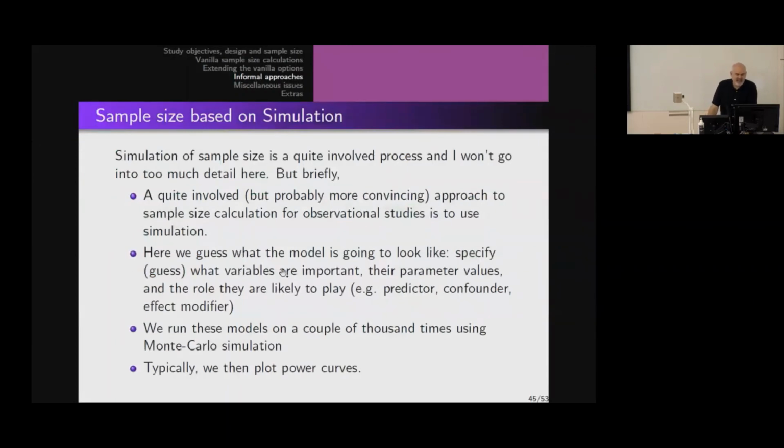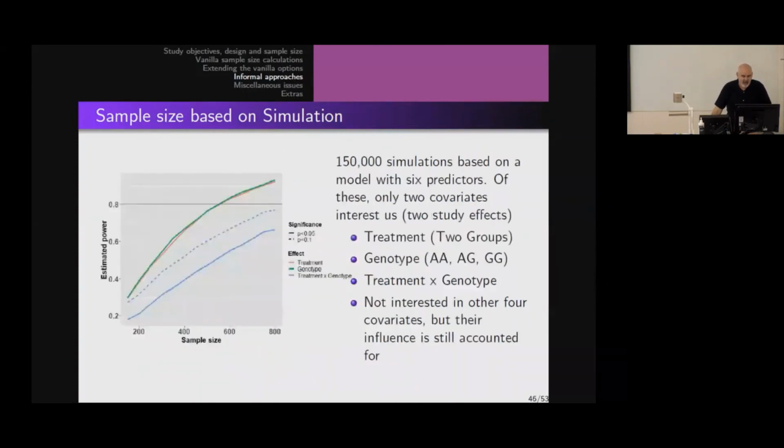So here we guess what our model's going to look like. Our final model's going to look like. We specify some parameter values and then do it. We actually do an analysis 150,000 times or something like that, and actually come out with what are called power curves. And I'll show you that in a minute. So we're using Monte Carlo simulation methods to run 150,000 fictitious analyses and then seeing what the power was for different sample sizes.